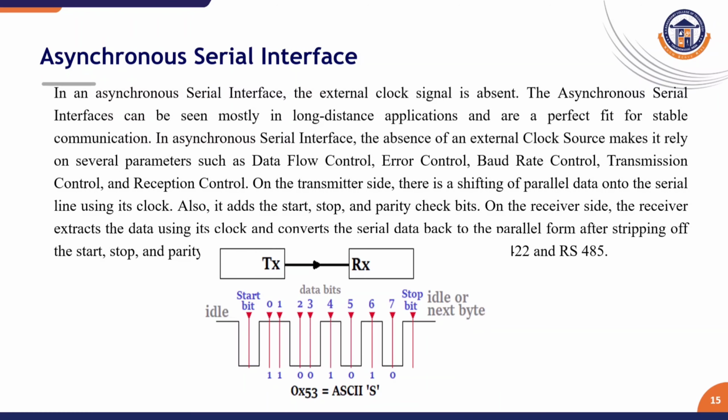Next is the asynchronous serial interface. This diagram shows the asynchronous serial interface. In the asynchronous serial interface, the external clock signal is absent. Asynchronous serial interfaces can be seen mostly in long-distance applications and are a perfect fit for stable communication. The absence of an external clock source makes it rely on several parameters such as data flow control, error control, baud rate control, transmission control and reception control.